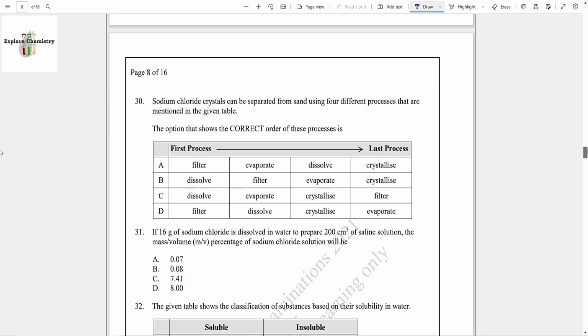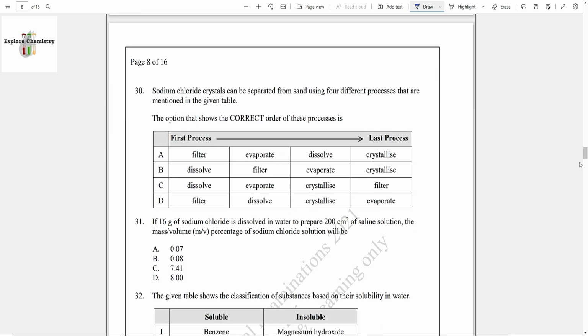Question number 30. Sodium chloride crystals can be separated from sand using 4 different processes that are mentioned in the given table. The option that shows the correct order of these processes is, first of all, you need to make solution, because sodium chloride is soluble in water, sand is not soluble in water. So first dissolve, then filter out. Filter out sand, it will give you only sodium chloride and water. To remove water, we will do evaporation and at the end crystallization. So option B is the answer.